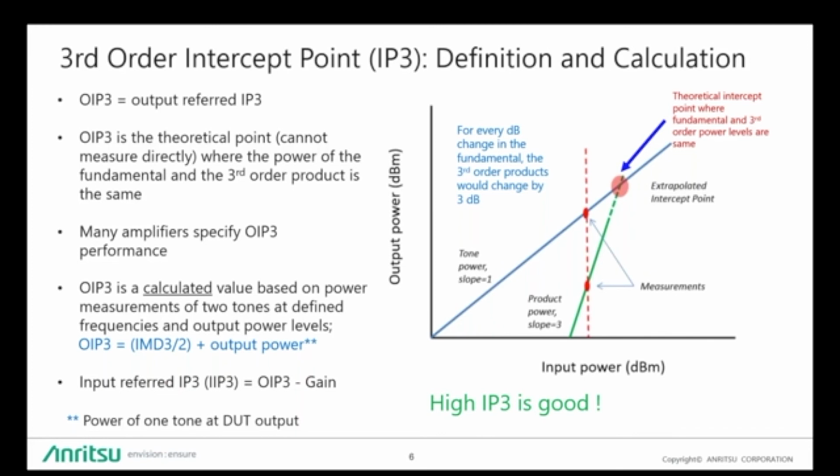Output IP3 is given by the IMD3. As you can see from plots later on in the slides, IMD3 is the power level difference between the fundamental and the third order product. That divided by 2, plus the output power, gives you the output IP3. For devices like mixers, you can think in terms of input IP3, which is simply the output IP3 minus the gain. So again, for amplifiers, industry-wide, most folks specify the output IP3, and that's a calculated value.